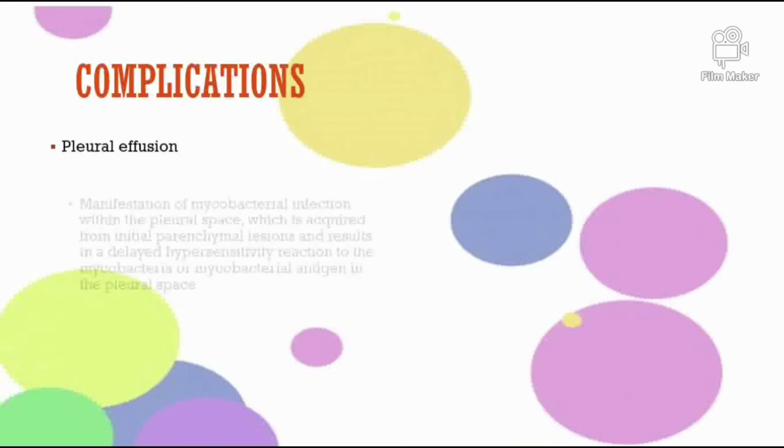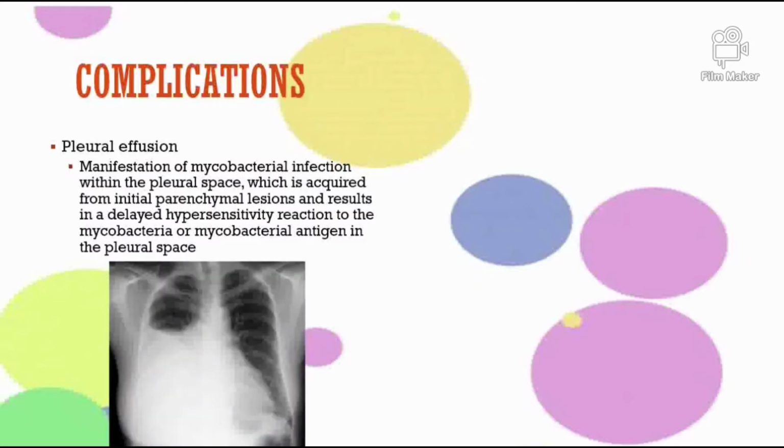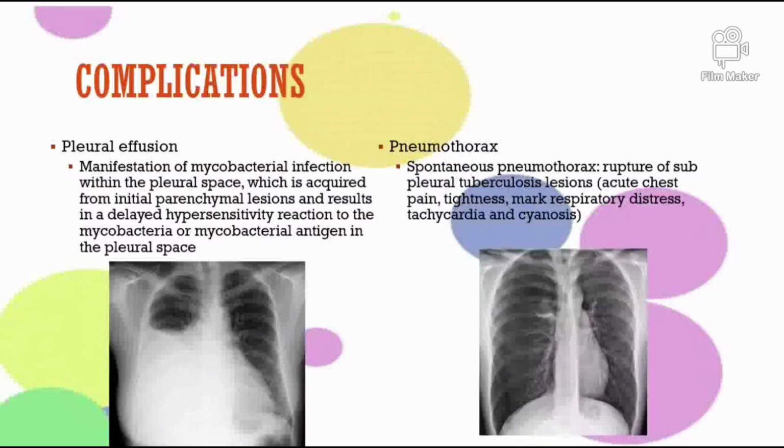Next complication is the pleural effusion, which is a manifestation of mycobacterial infection within the pleural space, acquired from initial parenchymal lesions, and results in a delayed hypersensitivity reaction to the mycobacteria or mycobacterial antigen in the pleural space. Next is pneumothorax, which is spontaneous pneumothorax, the rupture of subpleural tuberculous lesions, manifested by acute chest pain, tightness, marked respiratory distress, tachycardia, and cyanosis.